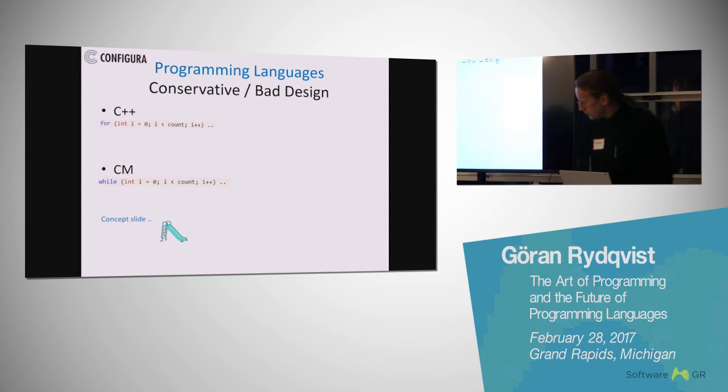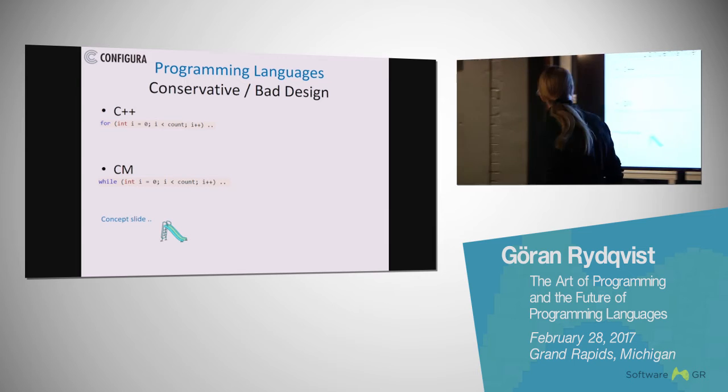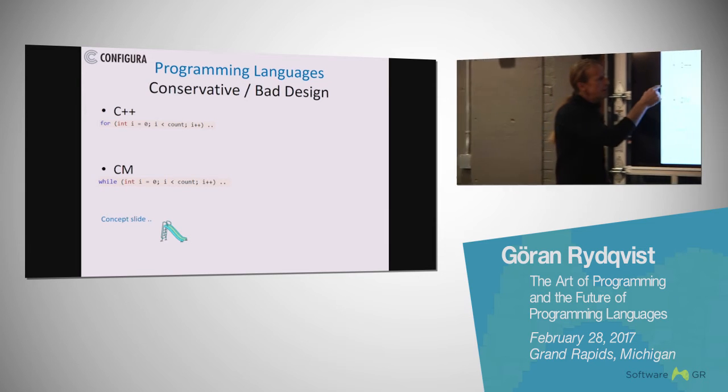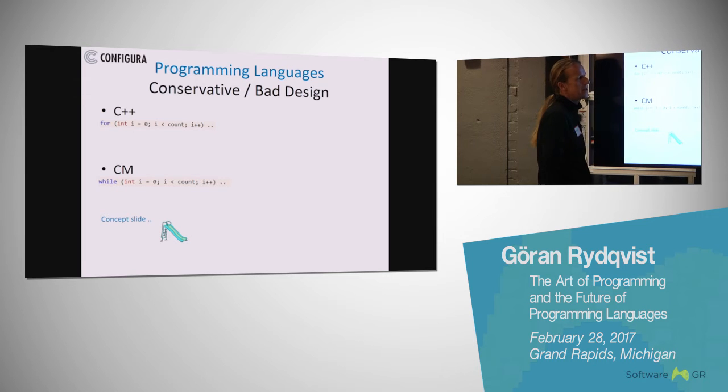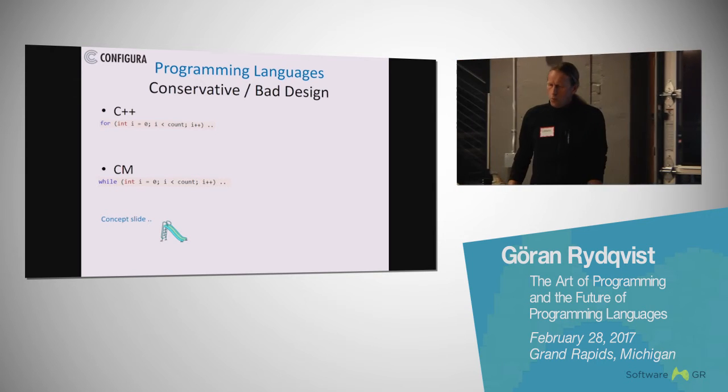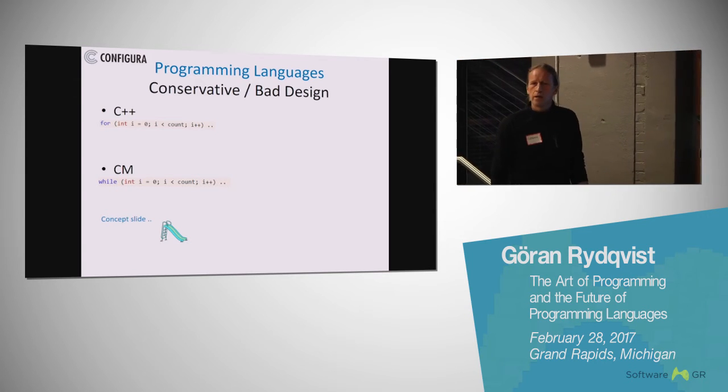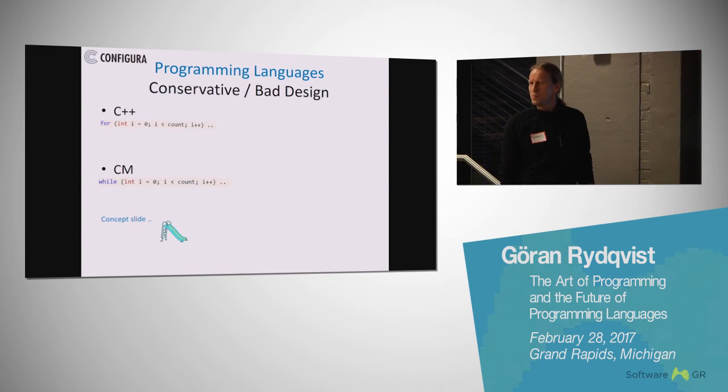So, programming languages then. It's hard to see this, isn't it? This says C++, for int i equals 0, i is less than count, i++. What's wrong with for here? Everyone has typed that 1,000 times if they've done any C++. I read on the internet someone who wrote, if I got a dime for every time I wrote that, I would be rich.